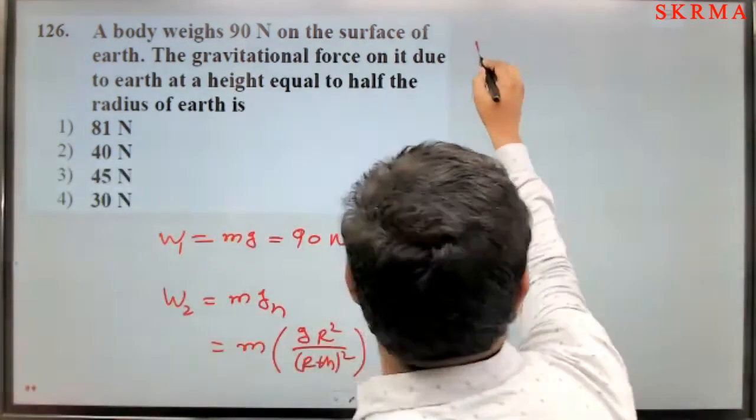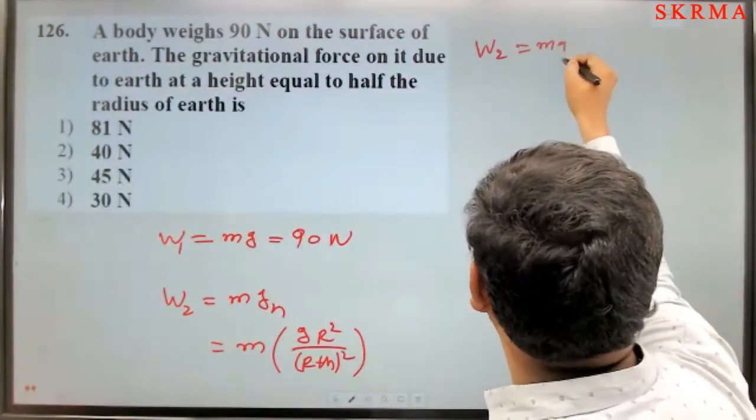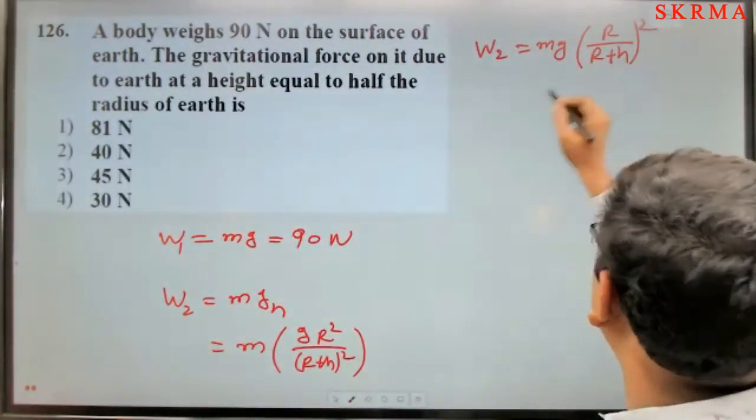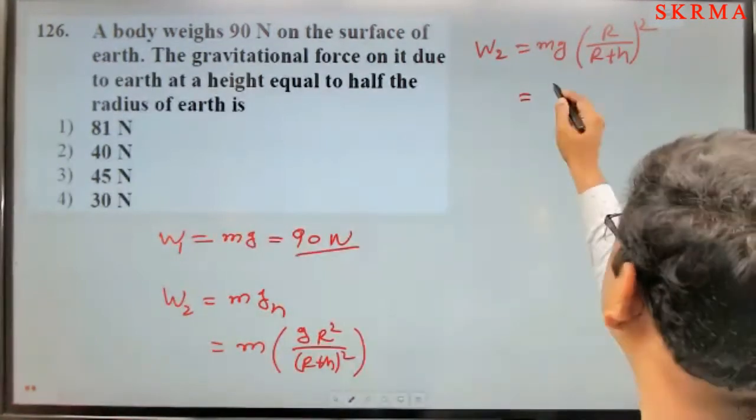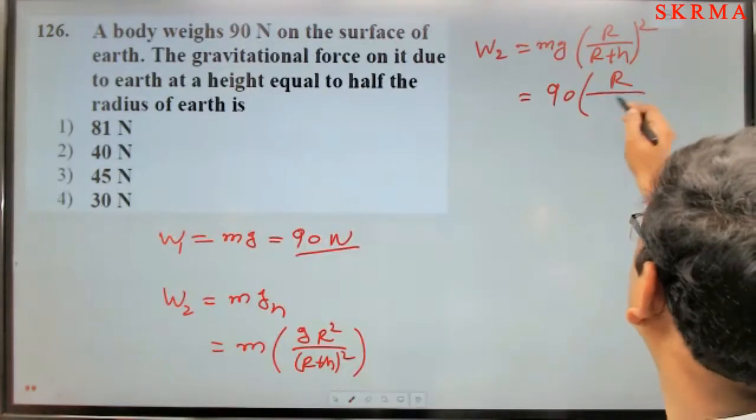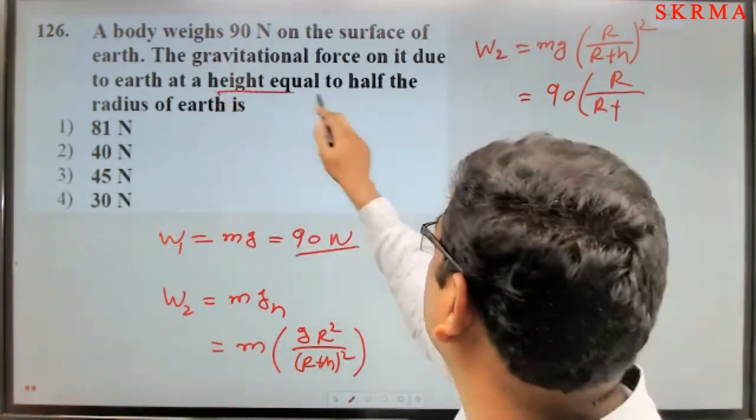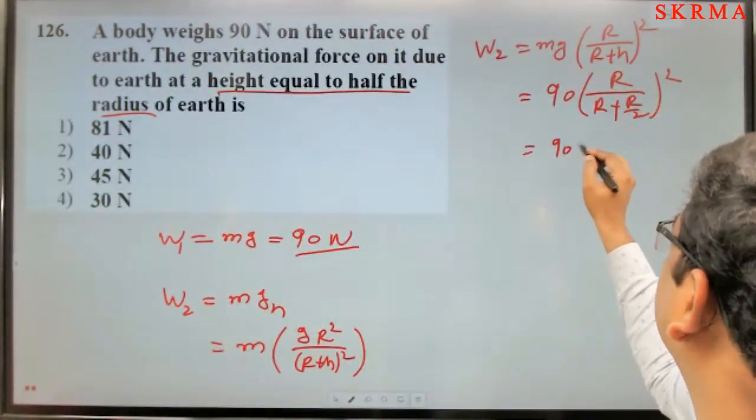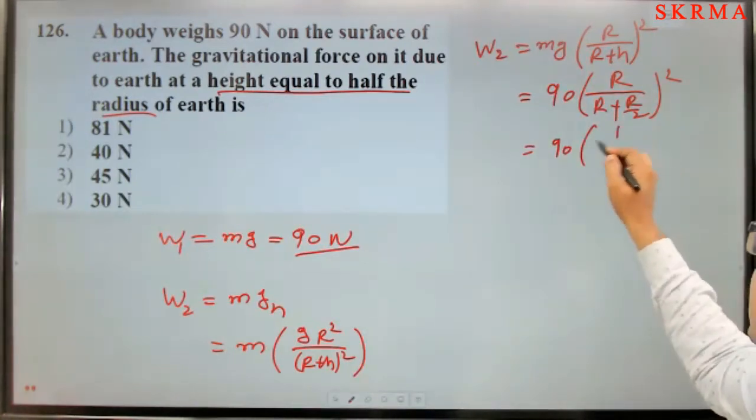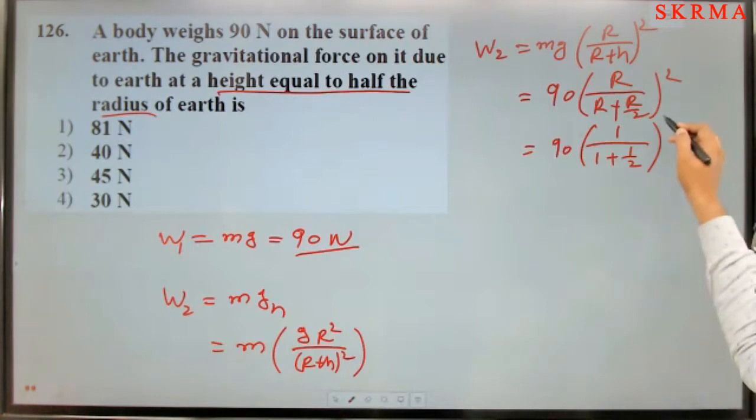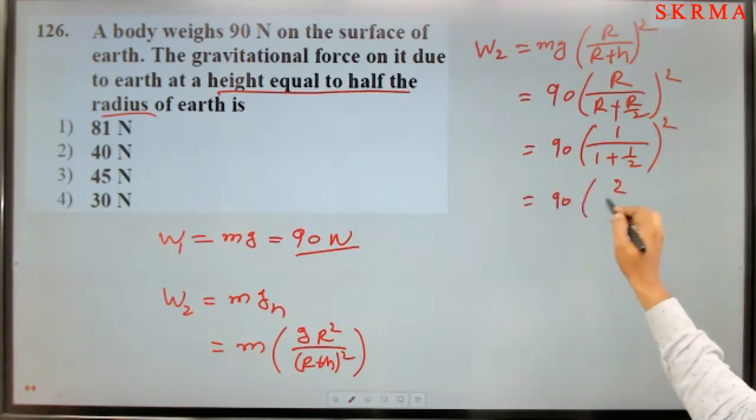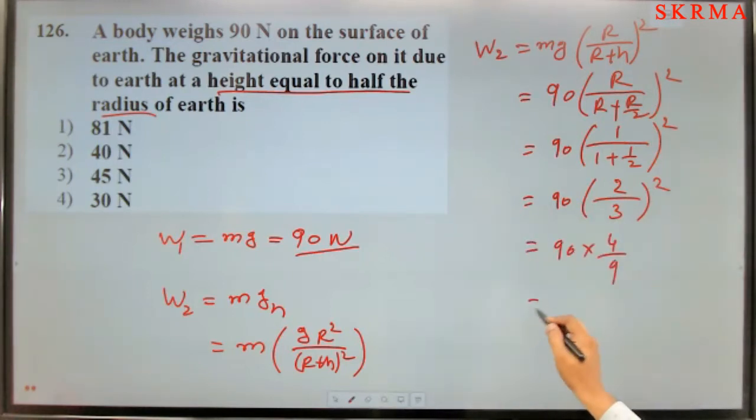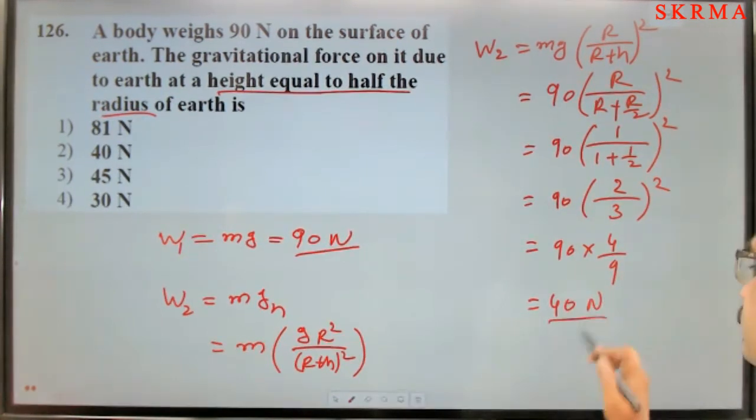Now rewrite this one as W2 equal to mg into R by R plus h whole square. What is the mg value? 90. R by R plus what is the height? Height equal to half of the radius. So R by R plus R by 2 whole square is equal to 90 into 1 by 1 plus 1 by 2 whole square, that equals 90 into 2 by 3 whole square, that equals 90 into 4 by 9, that equals 40 Newton.